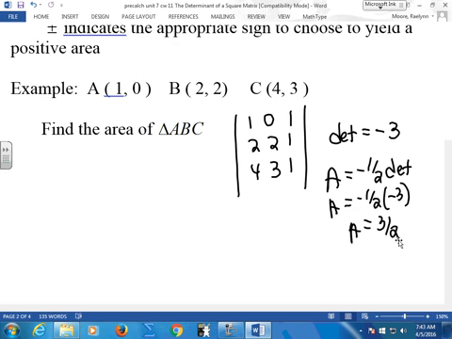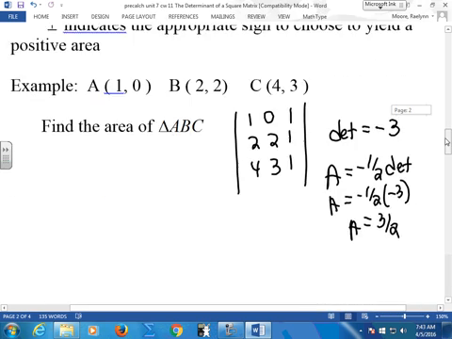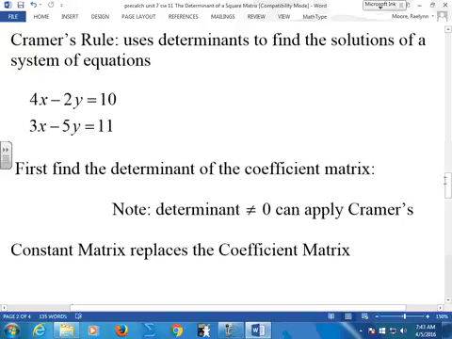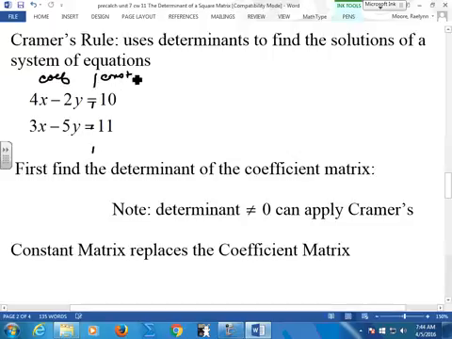The second nice use that we're going to do, and there's many, is called Cramer's rule. Cramer's rule is going to use your determinant to find the answers to your systems of equations. We do this a little bit differently. We have to separate the constants from the coefficients. So we're going to make two matrices.